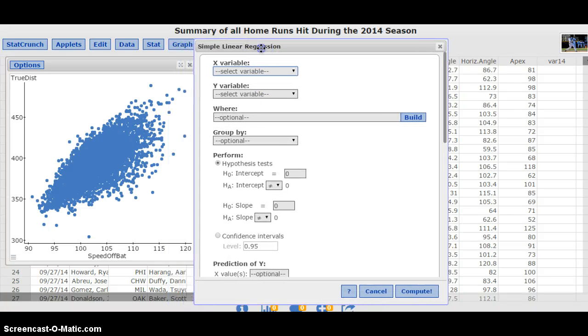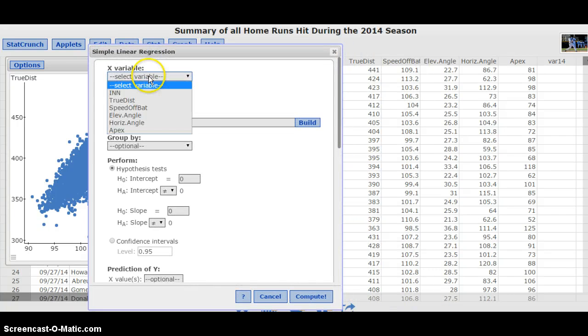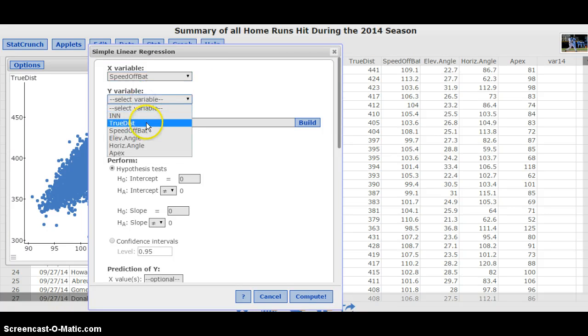So once again, we've got to choose our X variable. Let me move this over. Again, we're using the speed off of the bat to be the explanatory variable, so that's our X. And then our true distance is our response variable, and that's going to be our Y variable.